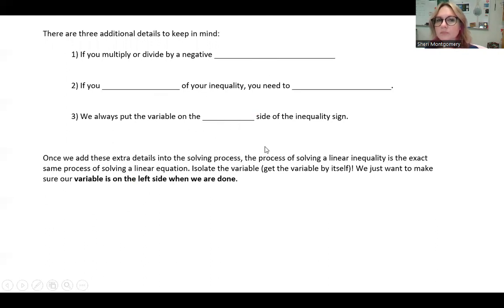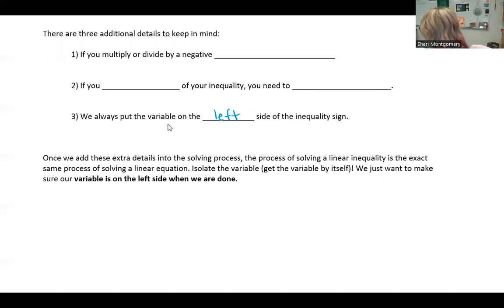So the first one that we're going to start with is bullet 3. Bullet 3 just says that we're always going to put the variable on the left side. It's not technically wrong if the variable is on the right side, but you're highly likely going to make a mistake when you go to graph if it's not. So we're going to put the variable always on the left side.